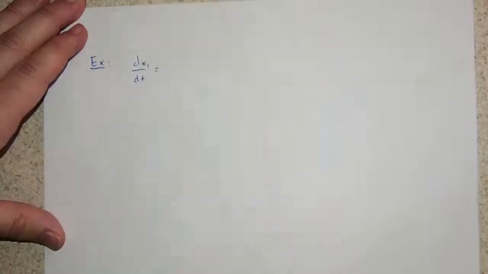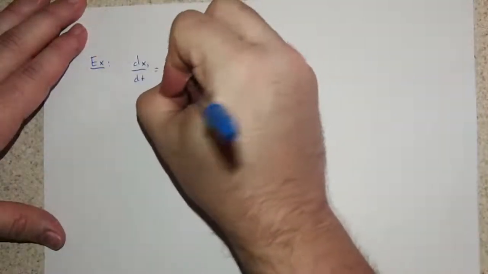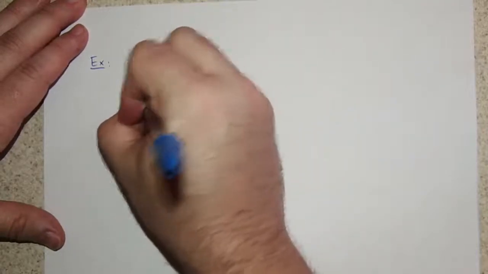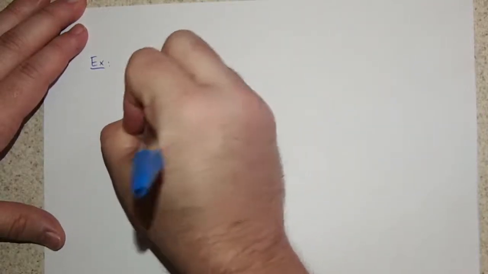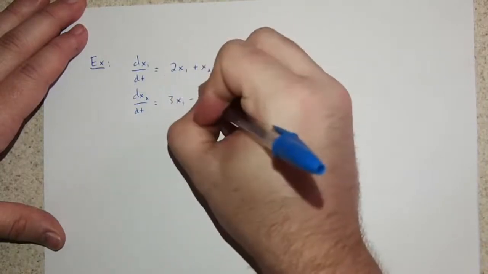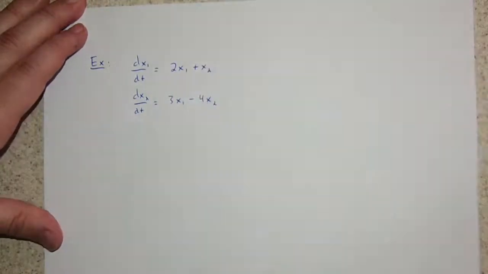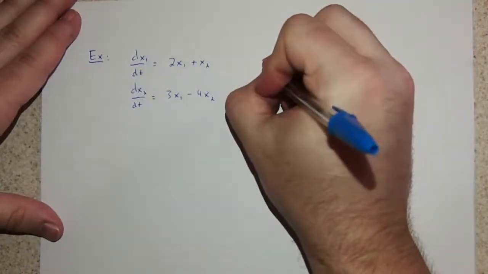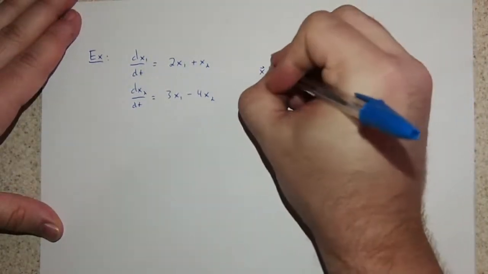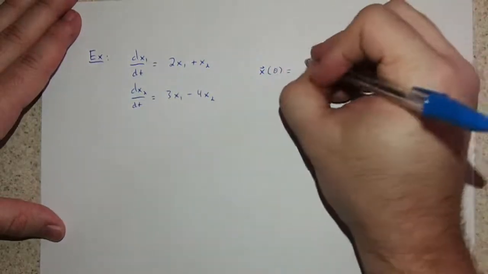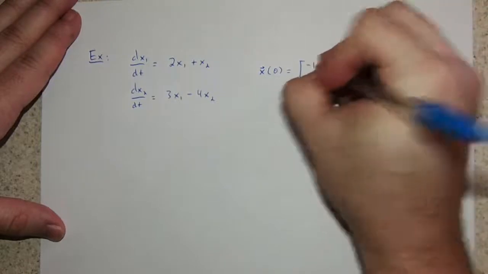dx1 dt is equal to, let's say, 2x1 plus x2. And dx2 dt is equal to 3x1 minus 4x2. Okay, and we'll say that we have an initial condition x of 0 is equal to the vector minus 1, 0.